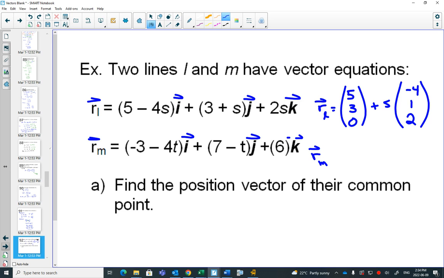So our second vector, with our I coordinate, and here, we have negative 3 minus 4t, so this would be minus 4. 7 minus t, so this will be 7 and a minus 1. And just a 6 would be a 6 and a 0 there, because there's no t's whatsoever.